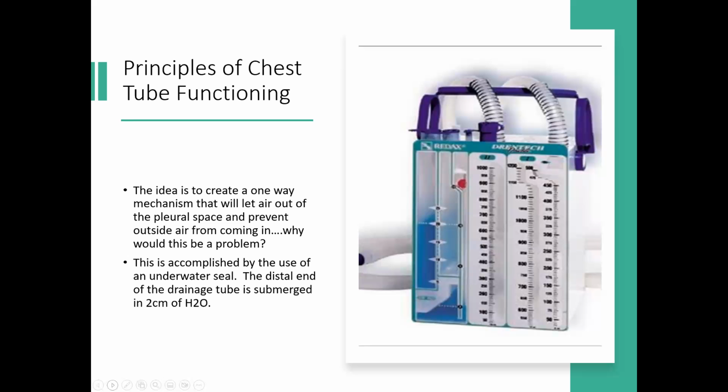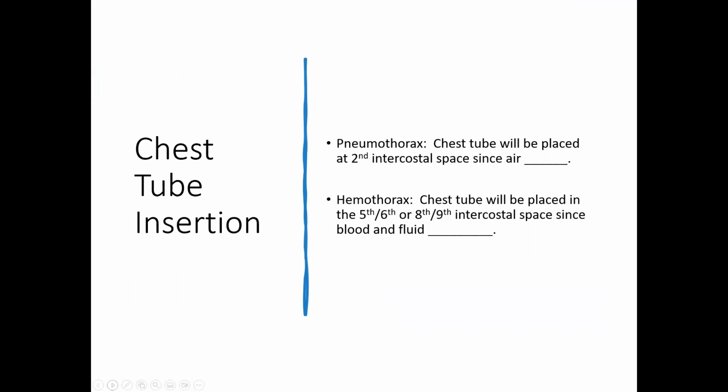This is accompanied by the use of an underwater seal. The distal end of the drainage tube is submerged in a certain amount of water; I have 2 centimeters here. The pneumothorax chest tube will be placed in the second, third, or fourth intercostal space because air rises. And again, for a hemothorax, talking about blood, the chest tube will be placed in the 5th, 6th, or 8th, 9th intercostal space, since blood and fluid would tend to be gravity dependent. They would tend to fall, not rise as they would with gas.